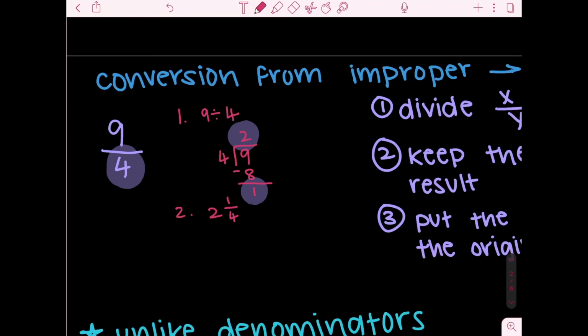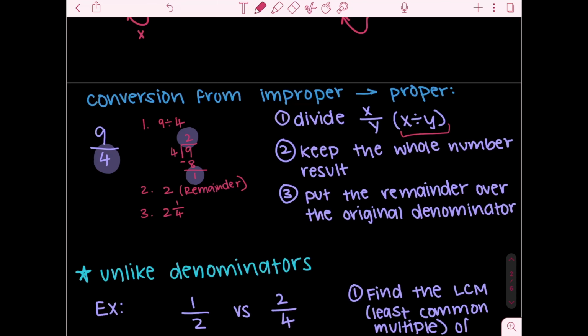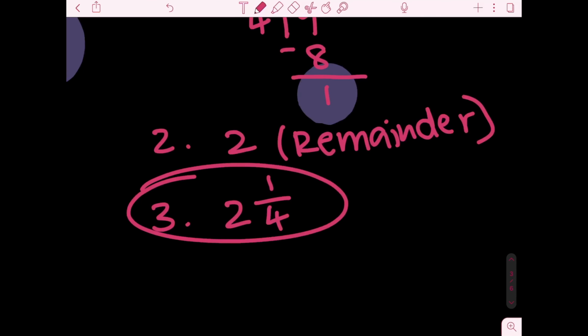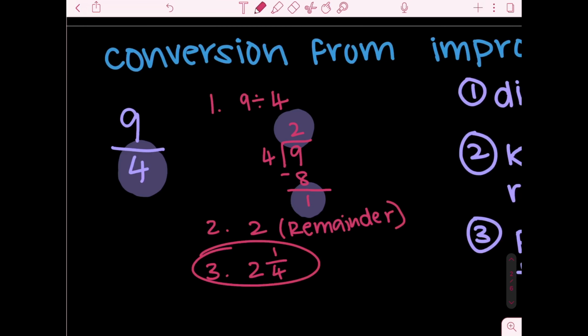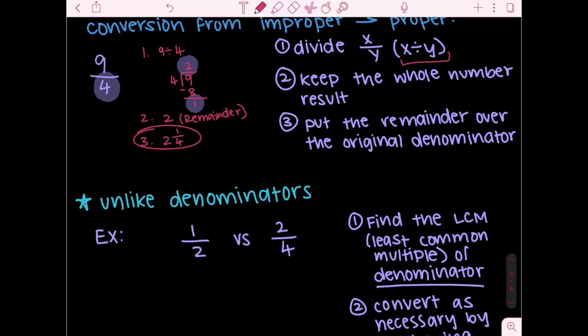So maybe I should keep step 3 with the 1/4. And here is our remainder. So step 2 and step 3 comprise the final result. So our final mixed fraction equivalent for 9 divided by 4 is 2 and 1/4. So essentially this is just a bunch of simplifying and conversion when it comes to improper and proper fractions.